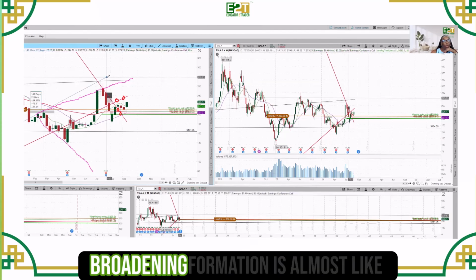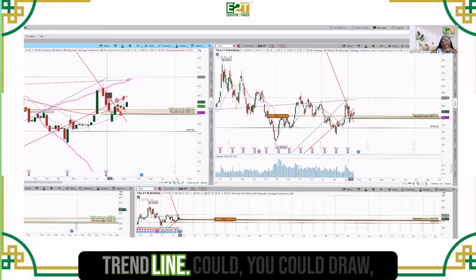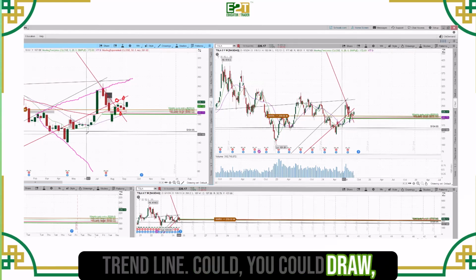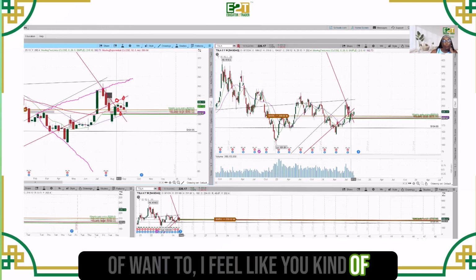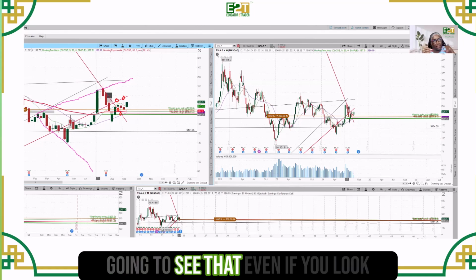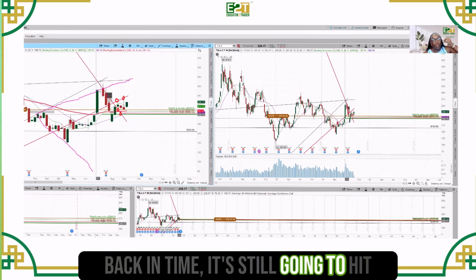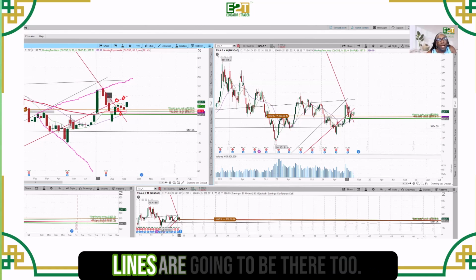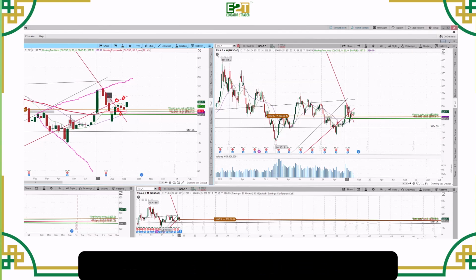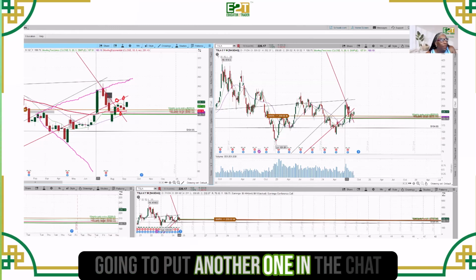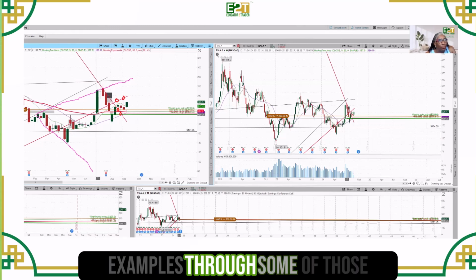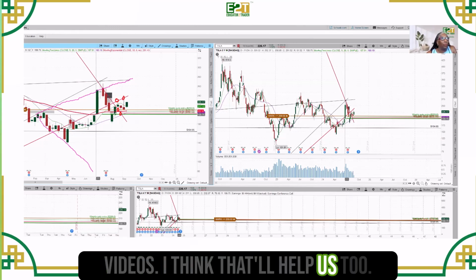Again, the broadening formation is almost like trend lines. You could be drawing, but I feel like you kind of want to be closer to your current price action. Generally, if you put it on, you're going to see that even if you look back in time, some of the lines are still going to hit there too. Okay, swing high, swing high. Make sure we watch a video. I'm going to put another one in the chat so that you can get some examples through some of those videos. I think that'll help us too.